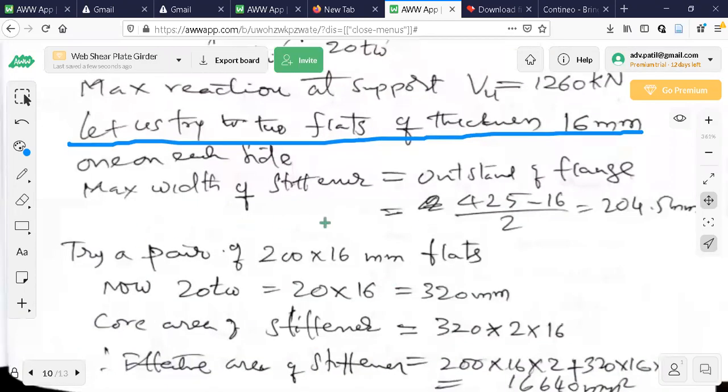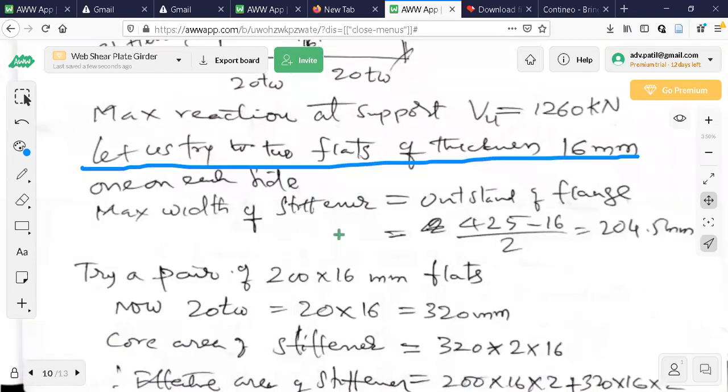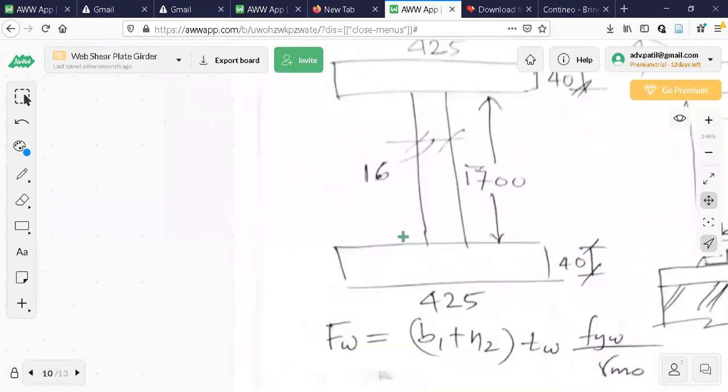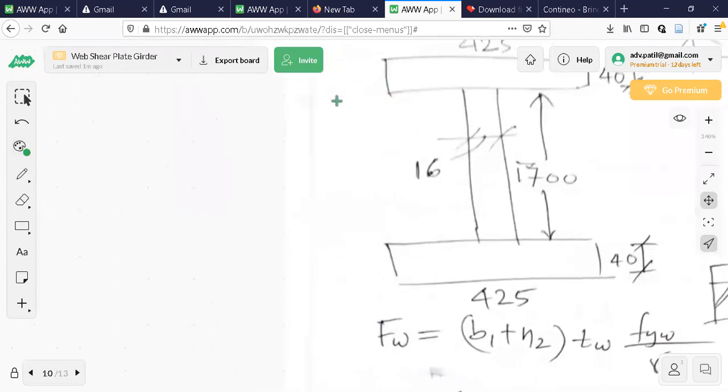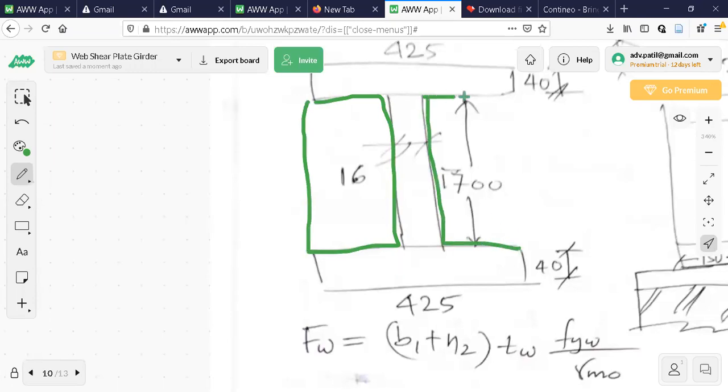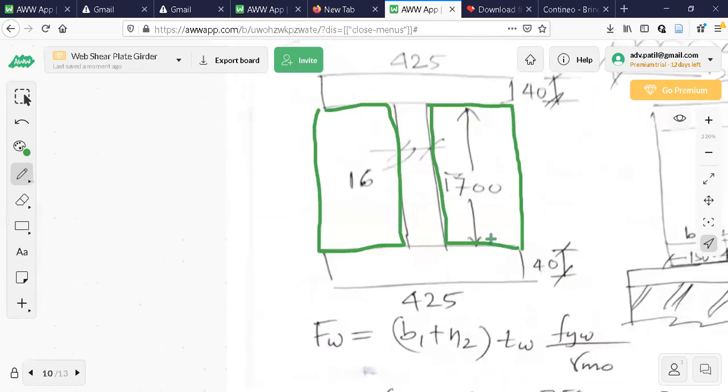Then the maximum width of the stiffener, how much can it be? Now when you look at this diagram here, the plate will be connected here. I'll draw this figure, just see this. I'm going to connect the plate here. This plate will be connected this side, one plate like this. This side, one more plate is to be connected wherever shear force is more than Fw, that is the shear resistance of the plate girder.